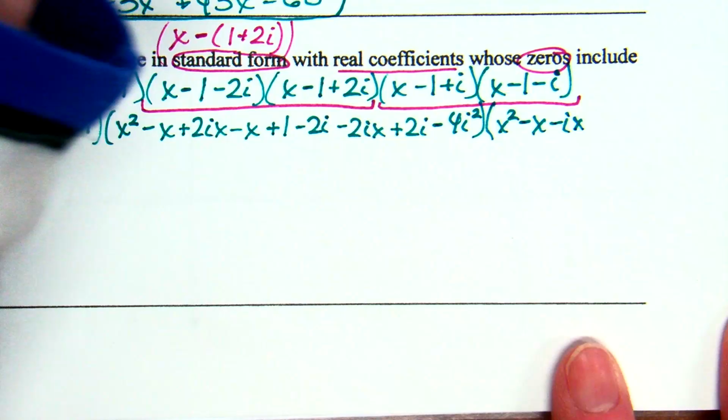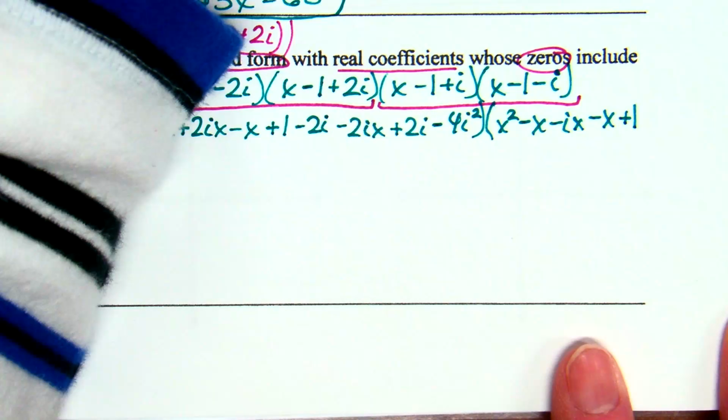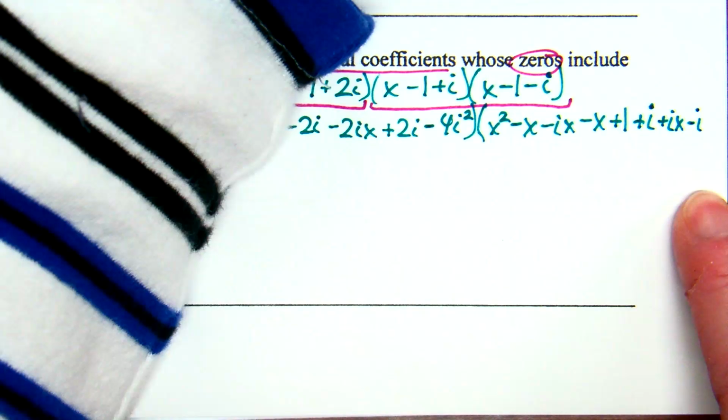And lastly, I have an i to distribute. i times x, plus ix. i times negative 1, minus i. i times negative i, minus i squared. Okay. The x minus 1 is still going to carry down. What do I need to do in these other two parentheses?